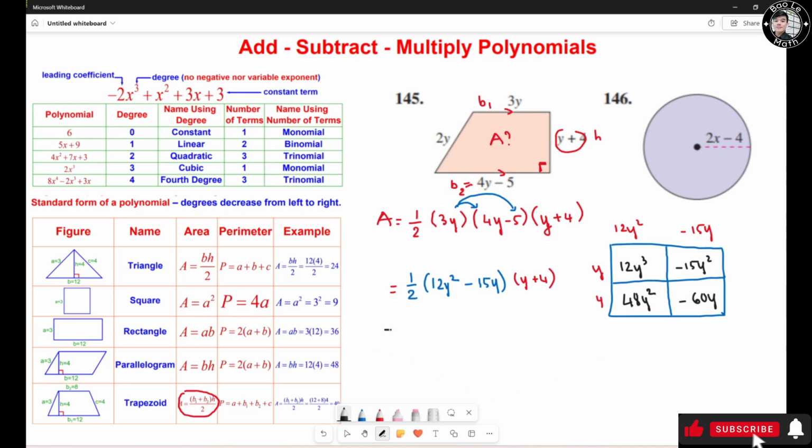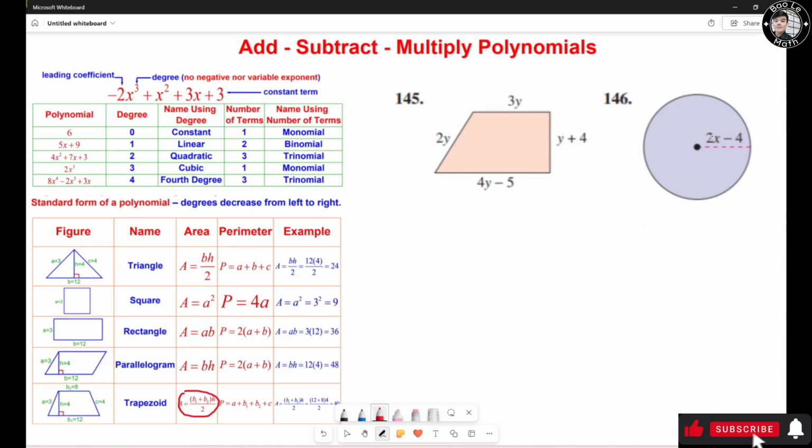Alright, so we just combine like terms. Rewrite 1/2 over here, parentheses. This guy has no like terms. We rewrite 12y cubed. This guy and this guy have the like terms, right? So it's going to be 48 subtract 15 is going to be plus 33y squared. And the last one, negative 60y, right? Alright, this is the final answer. You don't have to distribute 1/2, right? Because this is the odd number. 33 is not divisible by 2, so we just leave it.